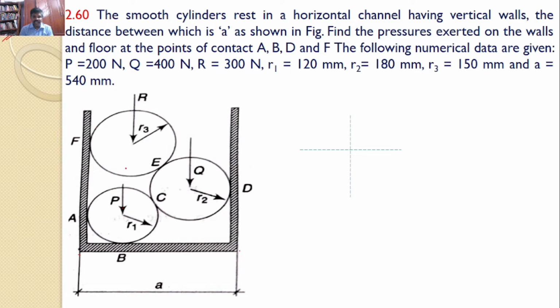What are the various forces acting on the cylinder R? The first force is the self weight, that is R. The next force is the reaction force at F. Let us assume that reaction force is RF. And there is a reaction force on cylinder R by cylinder Q. That reaction force acts along the line joining these two cylinders like this. Hence, there are three forces. The cylinder is subjected to three forces.